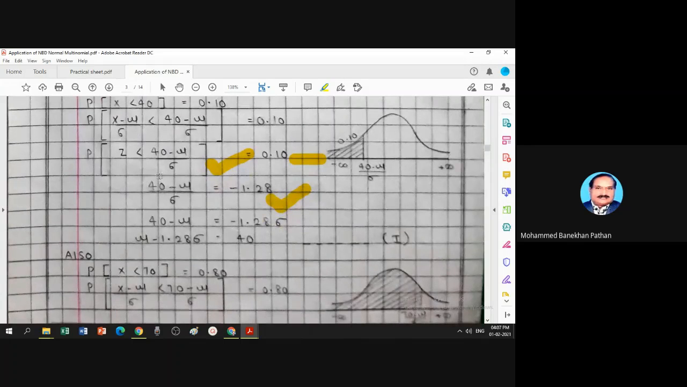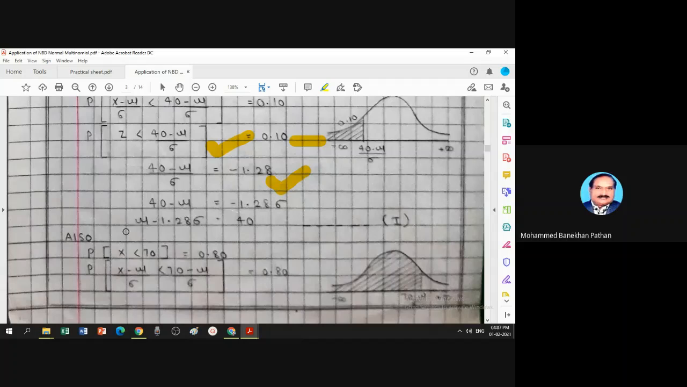Now I solve this mathematics. Sigma taken to the right-hand side becomes multiplied, minus mu taken to the right-hand side becomes plus. So this is equation 1.